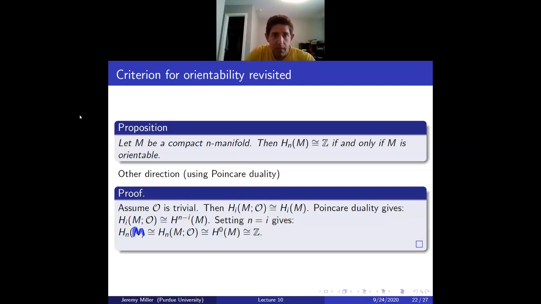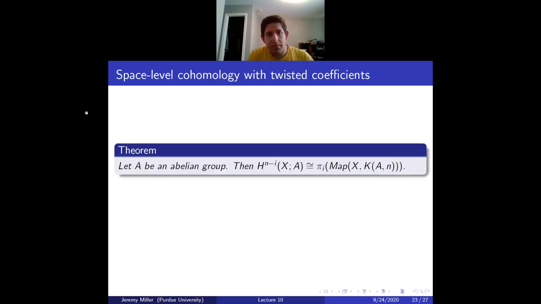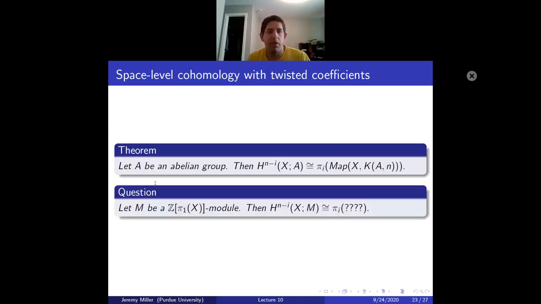Okay. Great. So we're going to prove this by showing that spaces are homotopy equivalent. Our model for cohomology is saying that the (n minus i)th cohomology of X with coefficients in A is just pi_i of maps from X into an Eilenberg-MacLane space. So we want a version for twisted coefficients. Let's say M is a Z[pi_1(X)]-module, or equivalently a bundle of abelian groups. Then what space do we put here to get twisted cohomology?